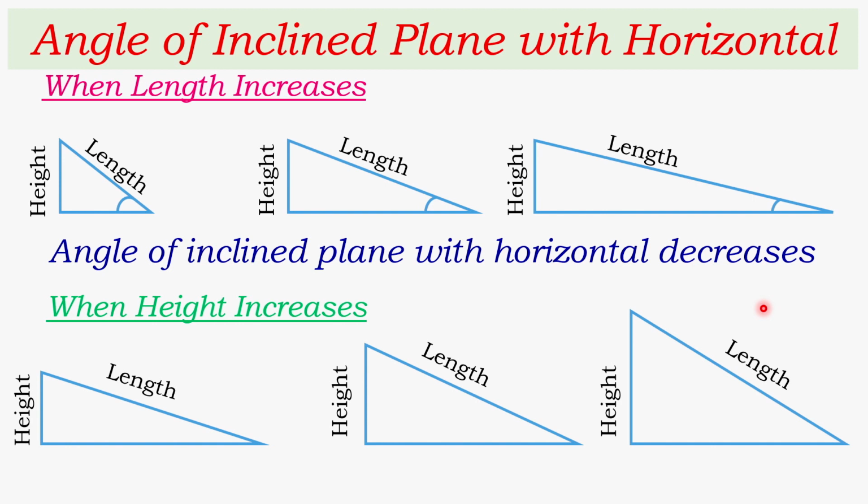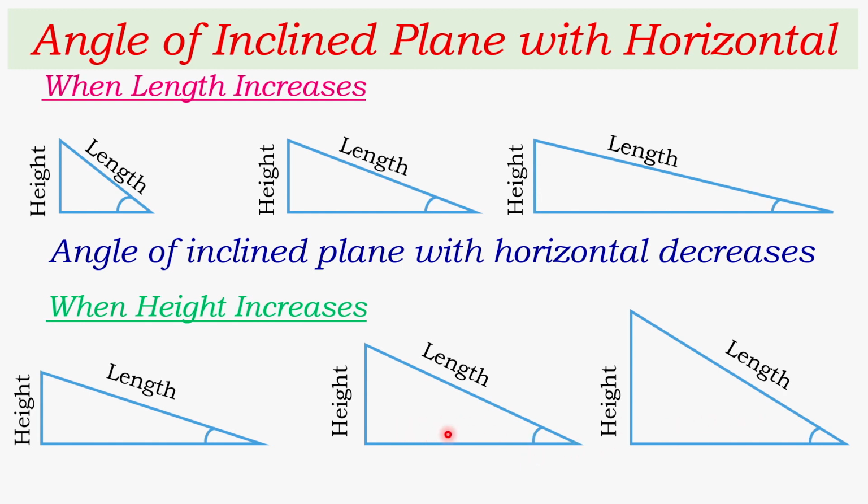Now, what will be its effect on the angle? This angle seems to be less if compared with this angle. Look at this, it is a little more, and this angle is more than the second also. It means when load distance is increased, keeping the effort distance constant, then the angle between the inclined plane and the horizontal keeps on increasing.